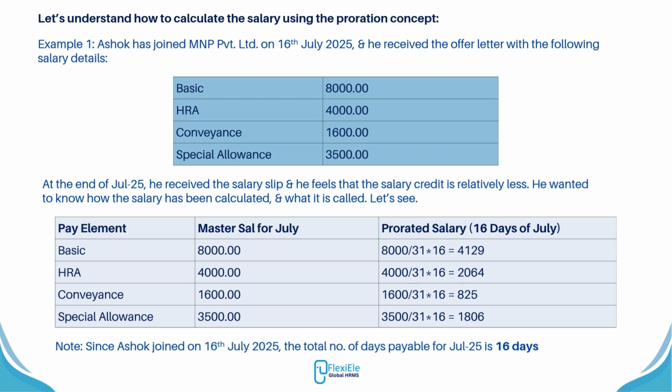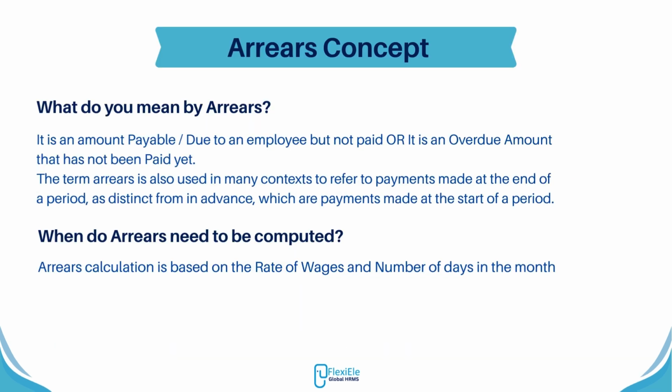The calculation works like this: each salary component is divided by 31 days because July has 31, and then multiplied by 16. For example, his basic is 8,000. When divided by 31 and multiplied by 16, it comes out to 4,129 rupees. The same method is used for all the other components, and the total gives his payable salary for July. So, this is how salaries are calculated when someone joins or leaves partway through the month.